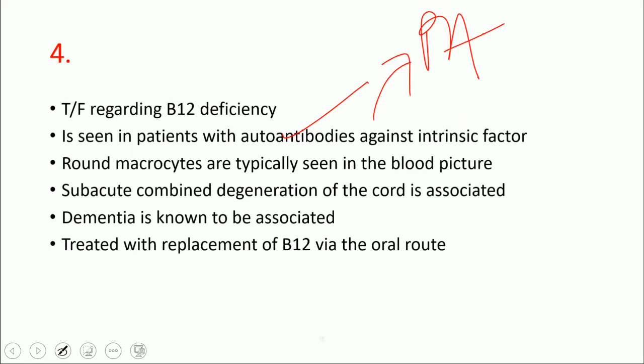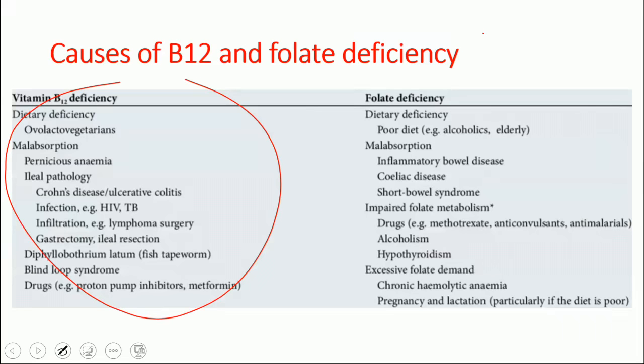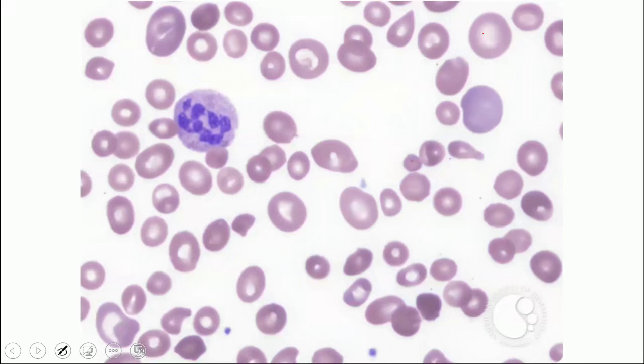In B12 deficiency, what you get is oval macrocytes. I've shown this picture to you before in the appointments when we were getting ready for the OSCE. So these are oval macrocytes. Round macrocytes are commonly seen in things like liver disease and pregnancy. In B12 deficiency, you see these oval macrocytes.